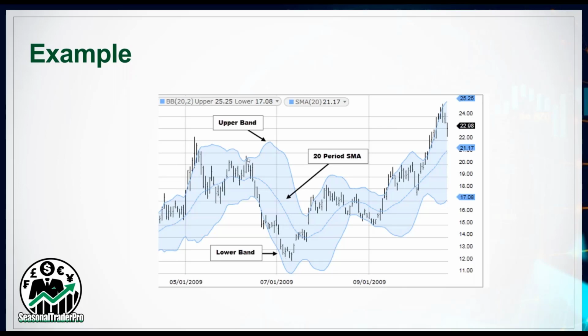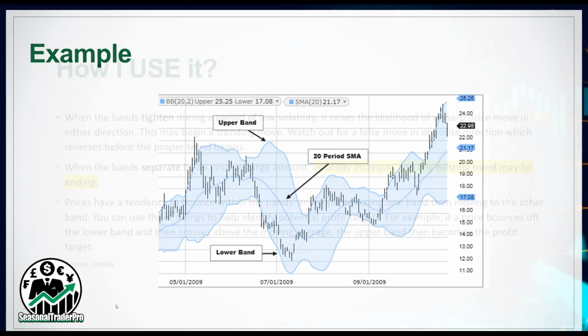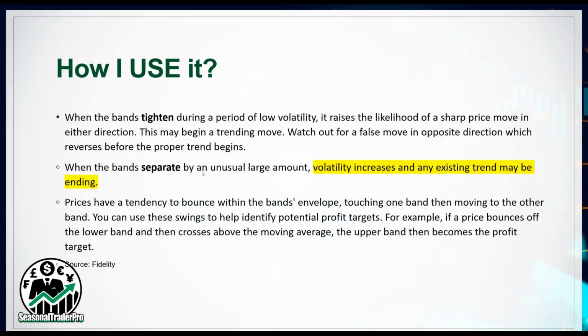But my favorite time using these Bollinger Bands isn't during this consolidation here, but when the bands are wider. Okay, like they are here. So when the bands separate by an unusual large amount, which is what I'm talking about with the wider bands, that means that the volatility increased, okay, and an existing trend may be ending. And that's the key. We don't know when that's going to happen just by looking at a Bollinger Band. Okay, I do like to use several techniques. I'm going to talk about a stochastic, which is a really good shoe-in since Jake was talking about stochastic.